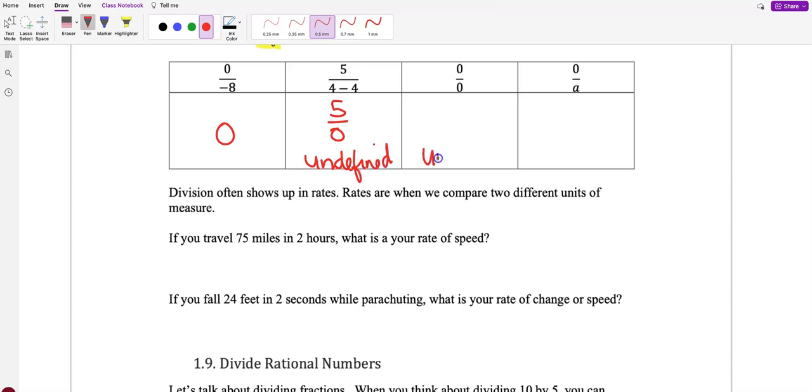0 over 0 is not 0, it is undefined. Anytime there's a 0 on the bottom of your fraction, it's undefined. This one is 0, as long as A is not 0.